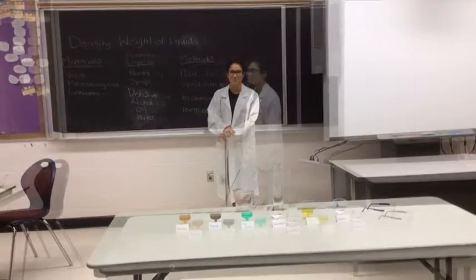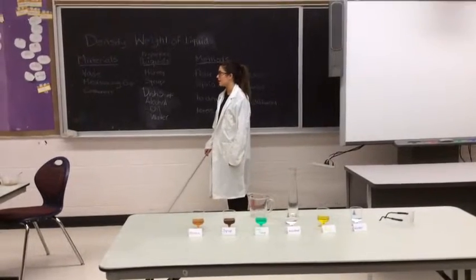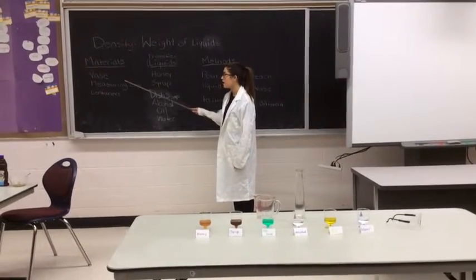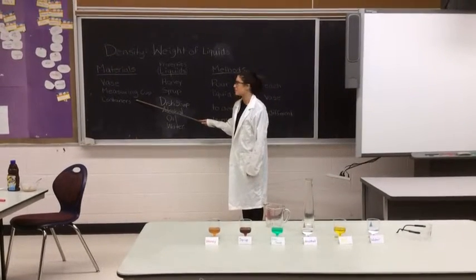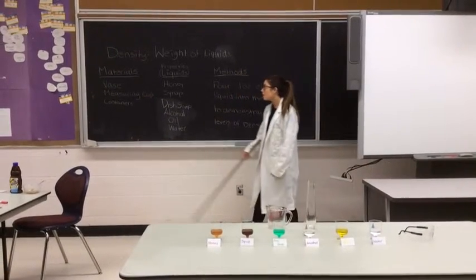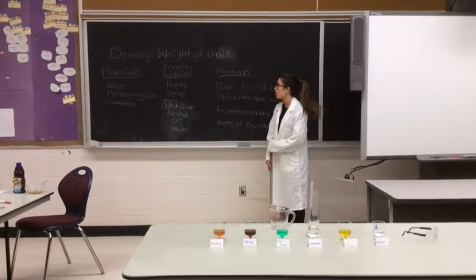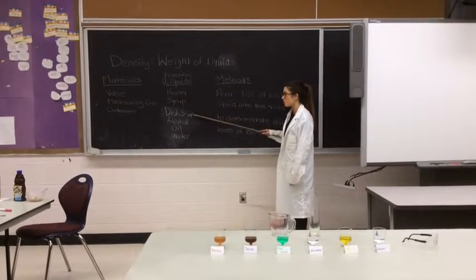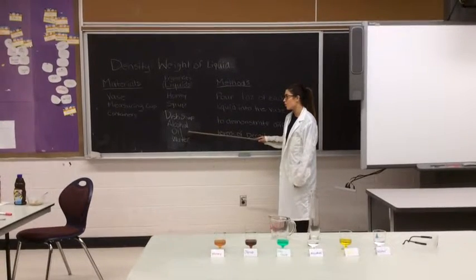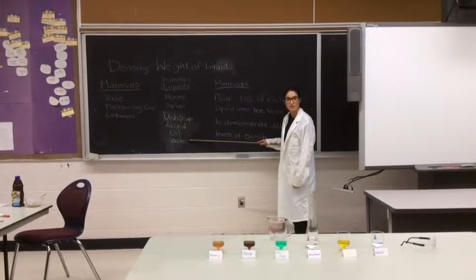Let's get started. The materials we will be using today are a vase, a measuring cup, and a few containers. The liquids that we will be measuring are honey, syrup, dish soap, alcohol, oil, and water.